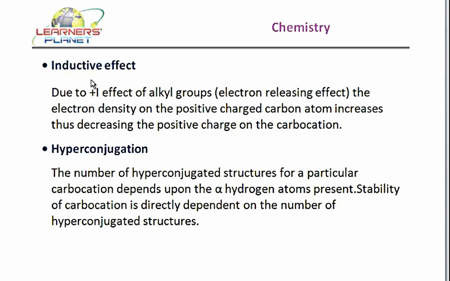Now this is stabilized by 2 effects. First is the inductive effect. Now what is the inductive effect? It is the electron releasing or electron withdrawing effect in a carbon chain. Now the alkyl groups have a plus I effect. That is, they have the electron releasing effect. Now due to the plus I effect of alkyl groups, that is the electron releasing effect, the electron density on the positively charged carbon atom increases, thus decreasing the positive charge on the carbon atom.